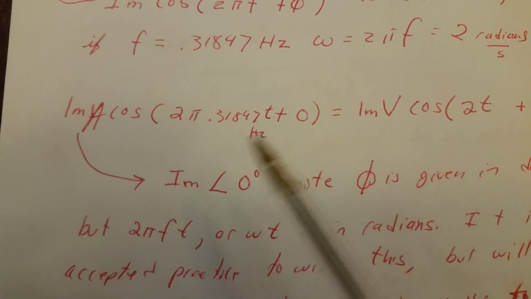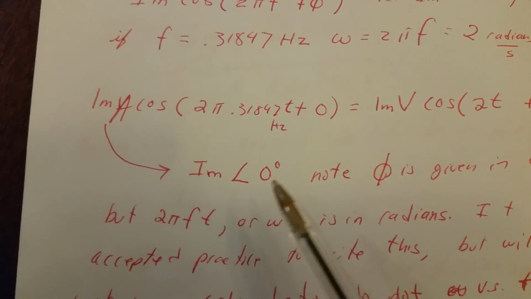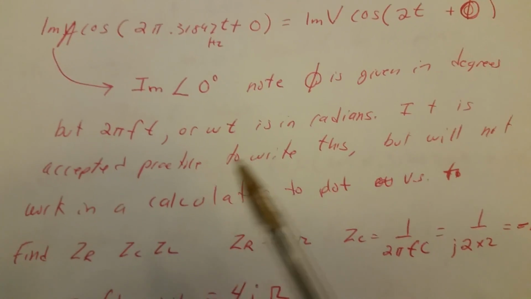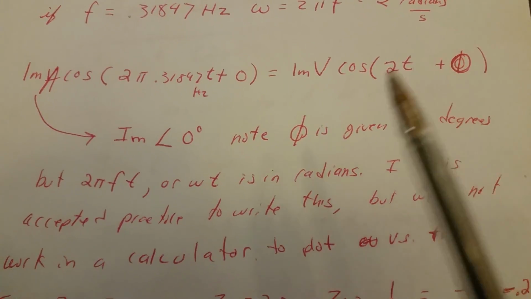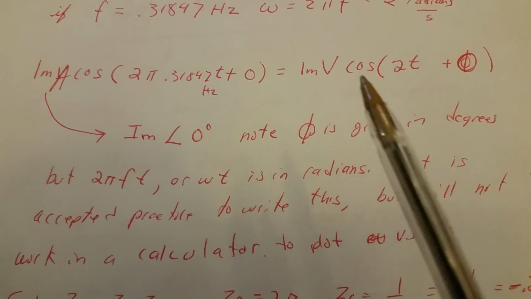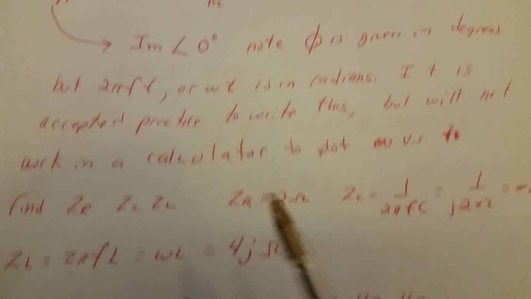All right, and we can just plug that into the equation right there. But the shorthand would be IM with a phase angle of 0. Now it's true that we put this in degrees and this is in radians. It won't work in a calculator, but we write this out all the time.